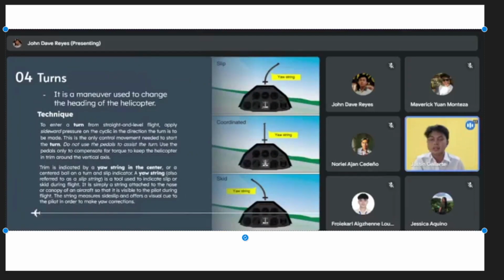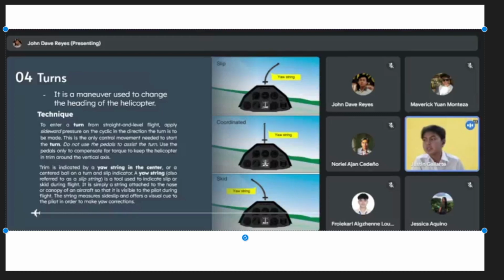We can define turn as a maneuver used to change the heading of the helicopter. Now, the technique for the turn. To enter a turn from a straight and level flight, apply sideward pressure on the cyclic in the direction the turn is to be made. This is the only control movement needed to start the turn. Note that you do not use the pedals to assist the turn. Use pedals only to compensate for torque to keep the helicopter in trim around the vertical axis.